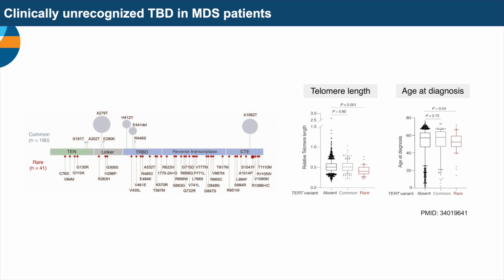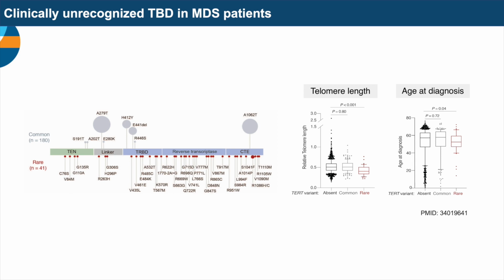And what we found is that these patients had shorter telomere length, and they were also diagnosed at a younger age with MDS. But there was a wide range of ages between 14 and 72, but most of these were adult patients. And what we found is that if you had a TERT variant and you underwent an allogeneic stem cell transplant, patients actually did a little bit worse than those that did not.